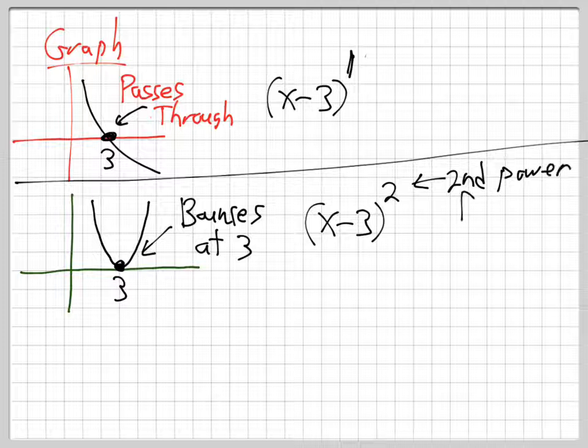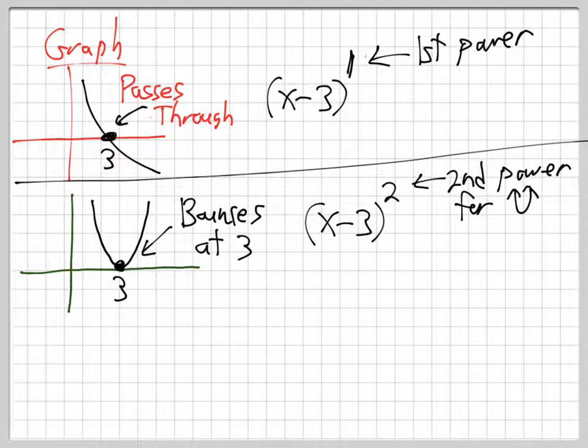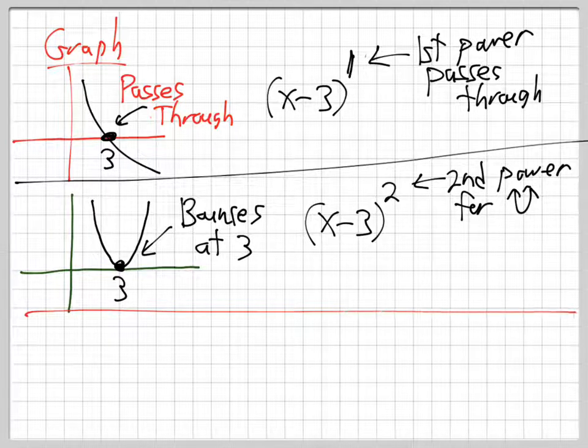Second power, and you know that, huh? You know a U-shape is a second power. That's what we spent last time working on. X squared graphs, U-shapes are second power, aren't they? No big surprise. If it bounces, it's a second power. If it's just a first power, it passes through. And then there's a third, even more subtle case.